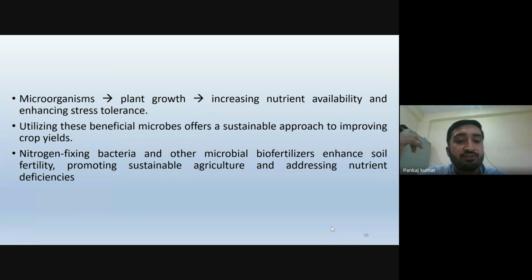Nitrogen-fixing bacteria and microbial biofertilizers enhance soil fertility, promoting sustainable agriculture and addressing nutrient deficiencies. Nutrient deficiency is also one issue that must be addressed so that the four pillars of food security can be maintained easily.